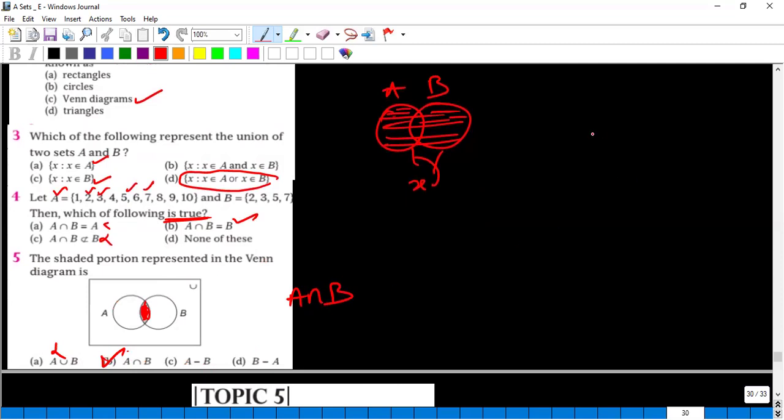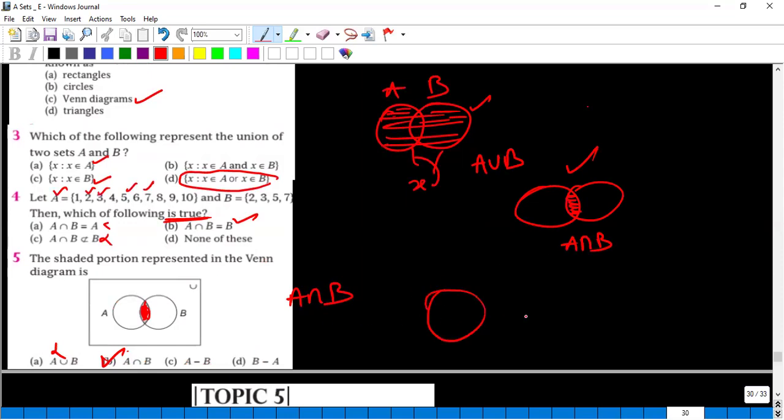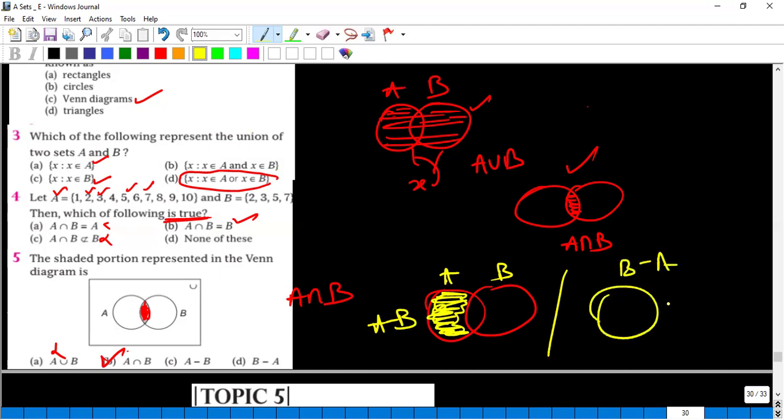Okay, let us see the diagram. If you want A union B, this is A union B. A intersection B means take 2 circles, take the common part, that is A intersection B. What is A minus B? I have 2 sets, set A alone, but not B. This is A minus B. What is B minus A? You can take, for a while, this is A, this is B, and this will be set B minus A, like that.